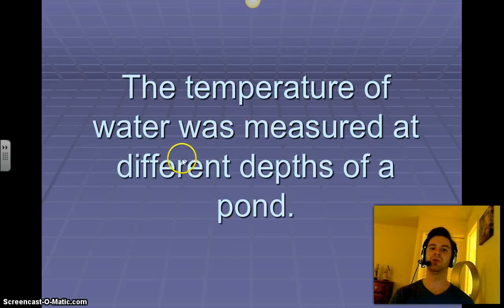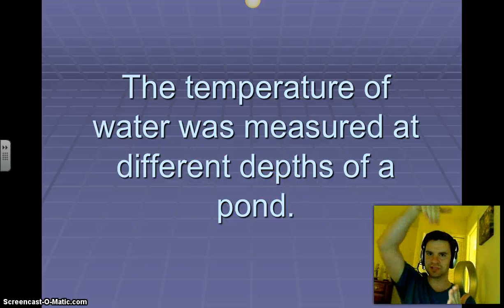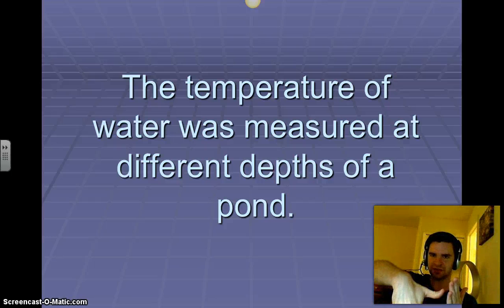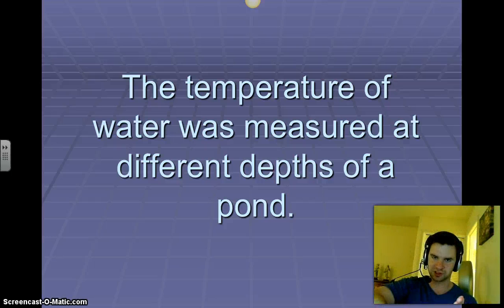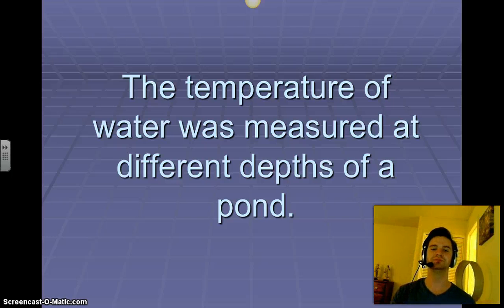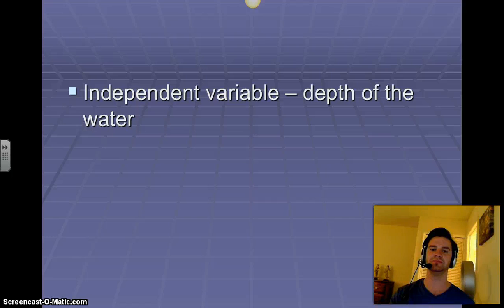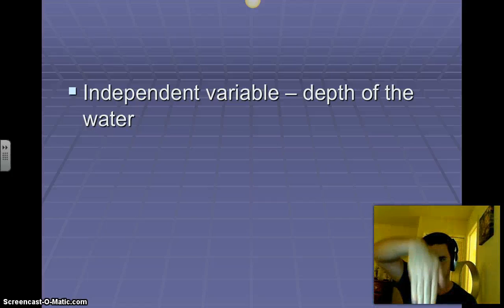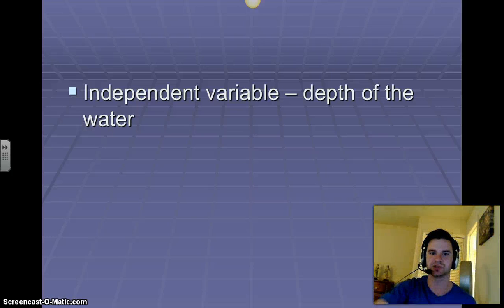The temperature of water was measured at different depths of a pond. So basically, the further you go down in a pond, or body of water, you're going to measure the temperature as you go down. So what's my independent variable? What am I changing in this experiment? The independent variable is the depth of water. I am the one going all the way down and measuring the temperature.